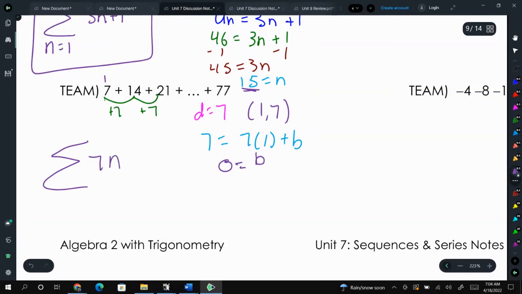And you could use whatever letter variable you want. Some books use i, some books use k. It doesn't really matter as long as you're consistent.